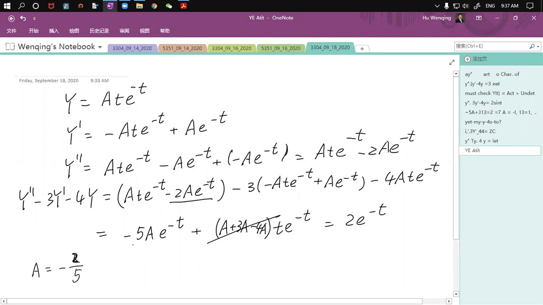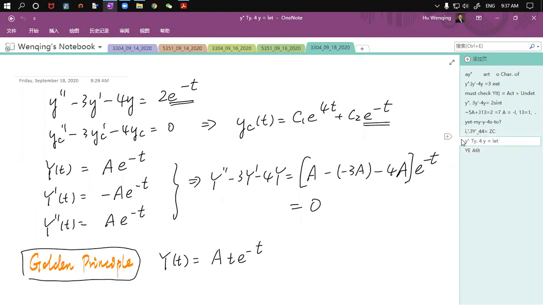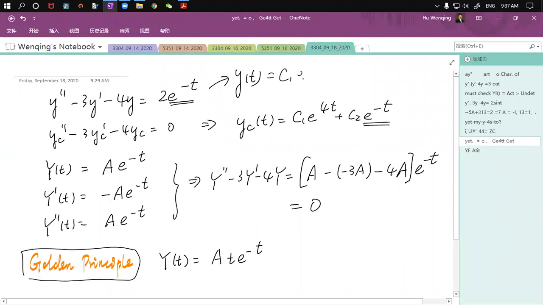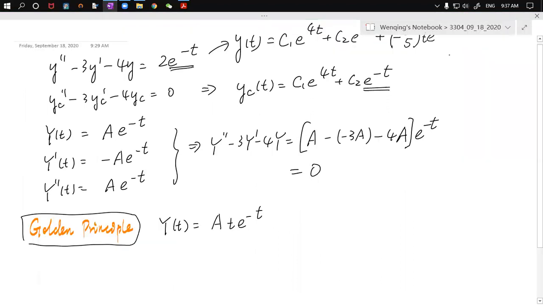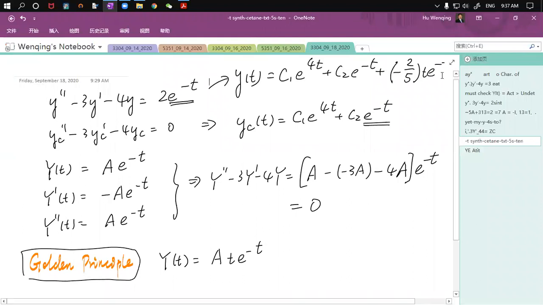At least it tells you that a is equal to minus 2 over 5, because you just identify this 5 with this 2. As long as you get a, you get y of t equal to minus 2 over 5 t times e power minus t, and then you have the general solution. The general solution to this equation is y of t equals c1 e to the power of 4t plus c2 e to the power minus t plus minus 2 over 5 t times e to the power minus t. Is that good, right?